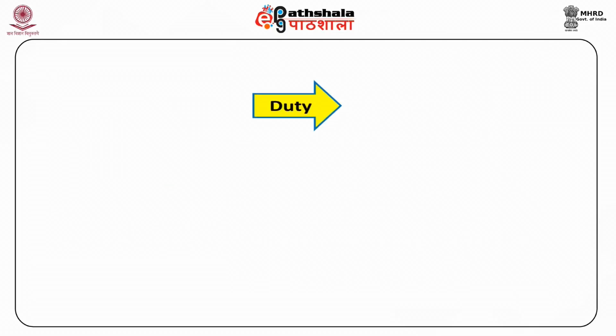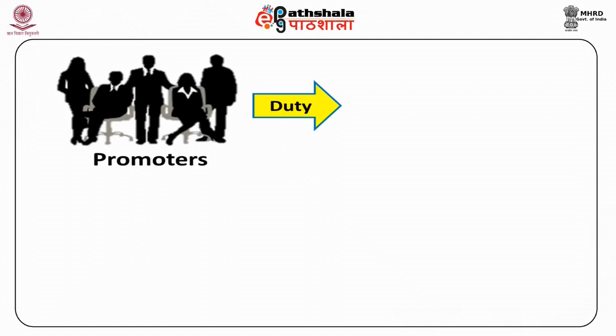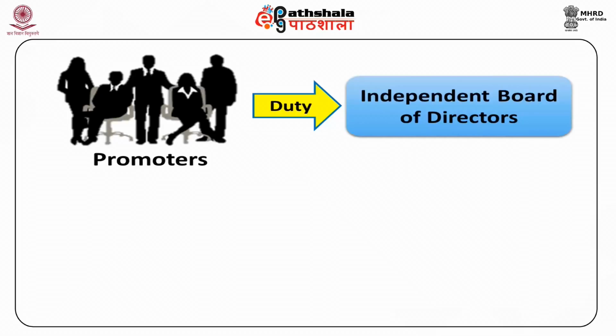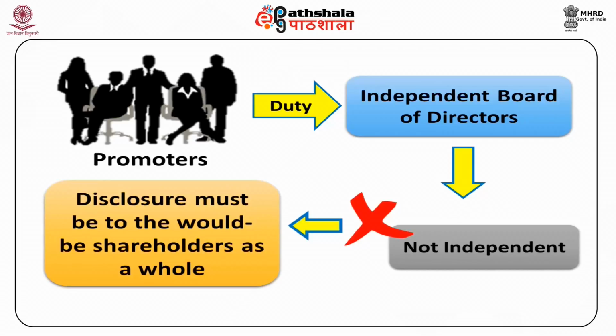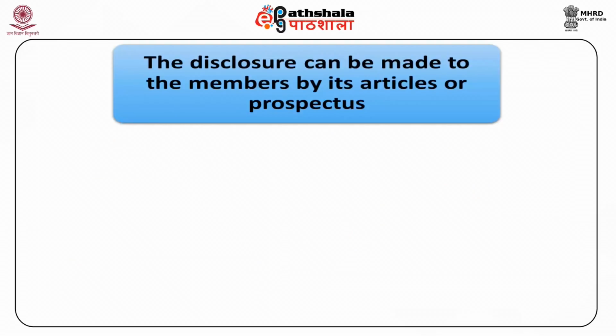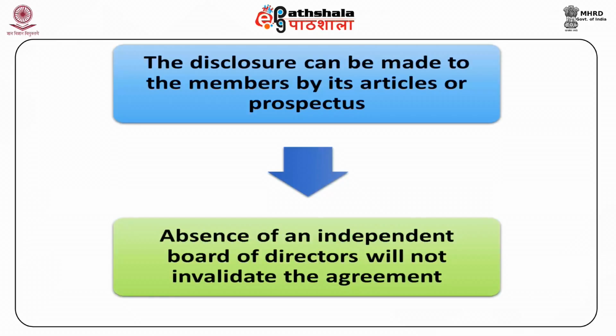Thus, it is the duty of the promoters to provide the company with an independent board. However, if the board of directors is not independent from the company, as generally is the case, the disclosure to be effective must be to the would-be shareholders as a whole. The disclosure can be made to the members of the purchasing company by its articles of association or prospectus or any other method. If this has been done, absence of an independent board of directors will not invalidate the agreement.